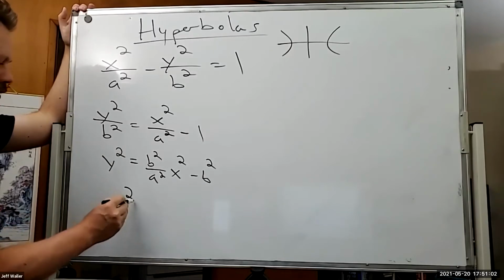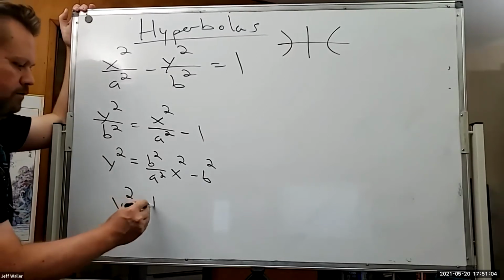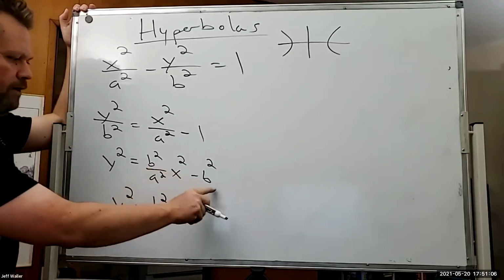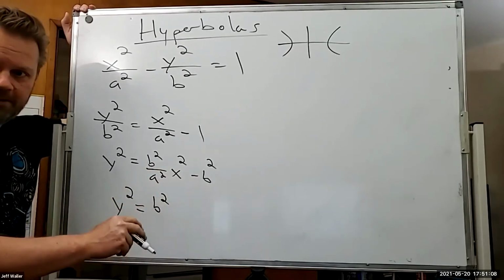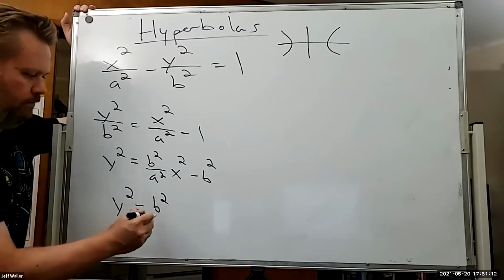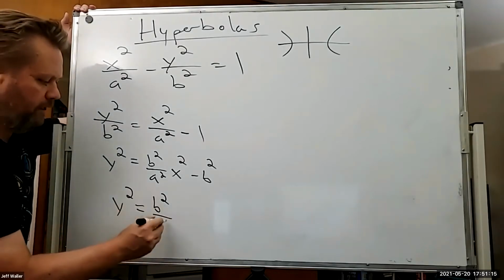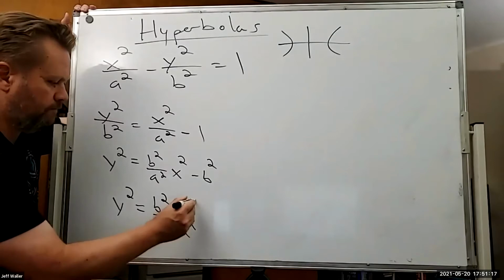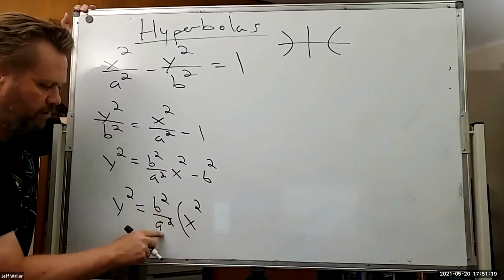So I'm going to do something a little weird here. Does everybody agree with me that I could take a b squared out? Of course. All right, just stay with me. But I'm also going to take an a squared out, and over a squared out.